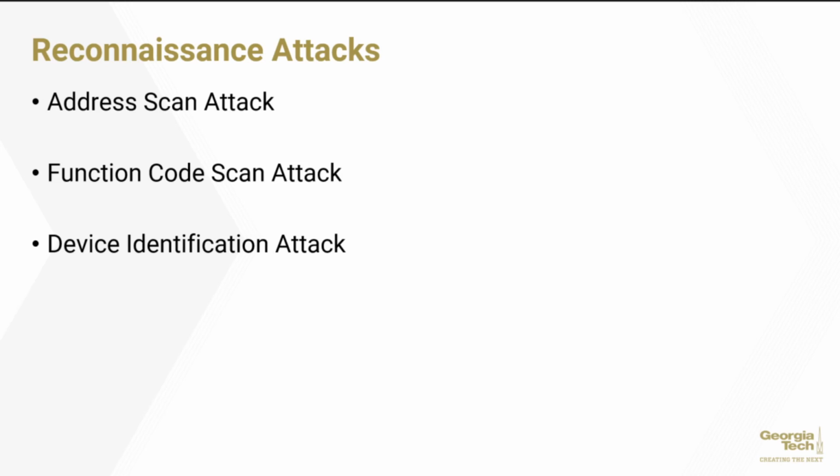We have the device identification attack. The device identification attack uses two read device identification functions, which is built into the Modbus protocol. It allows the attacker to learn the PLC run status, the vendor name, the product code, the major and the minor revision, as well as the vendor uniform resource locator, the URL, the product name, the model name, and the user application name.